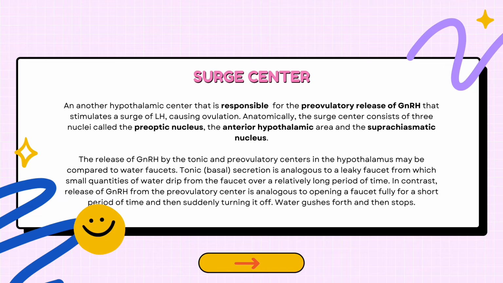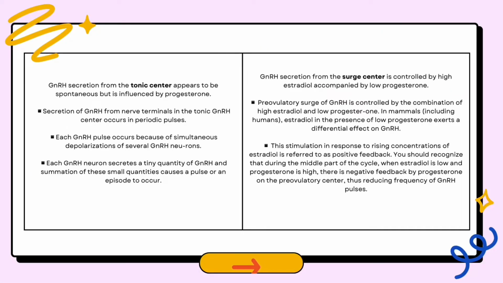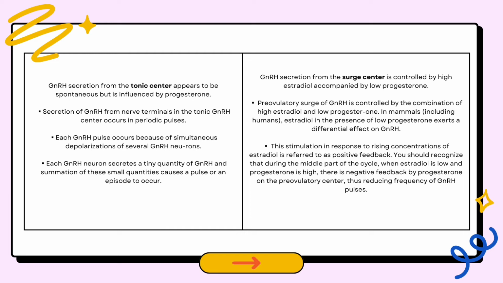Tonic basal secretion is analogous to a leaky faucet from which small quantities of water drip over a relatively long period of time. GnRH secretion from the tonic center appears to be spontaneous, but is influenced by progesterone.